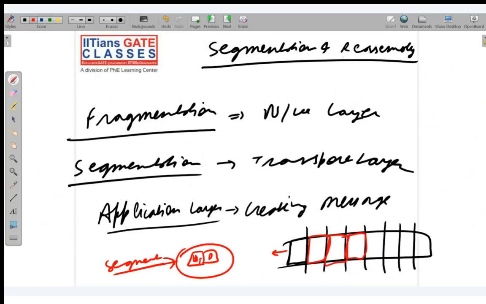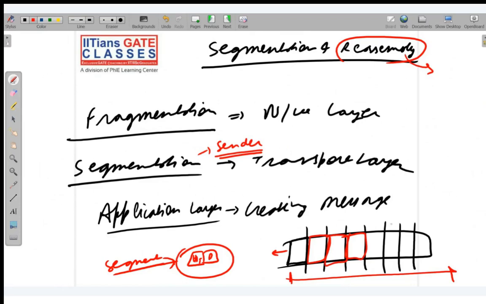And what do you mean by reassembly? Segmentation is done at the sender side. Reassembly will obviously be done at the receiver side, because this entire message should be remade and given to the application layer. So the receiver transport layer will keep on receiving the segments. I think you remember, in the previous lecture I told you that the transport layer of the sender communicates with the transport layer of the receiver.